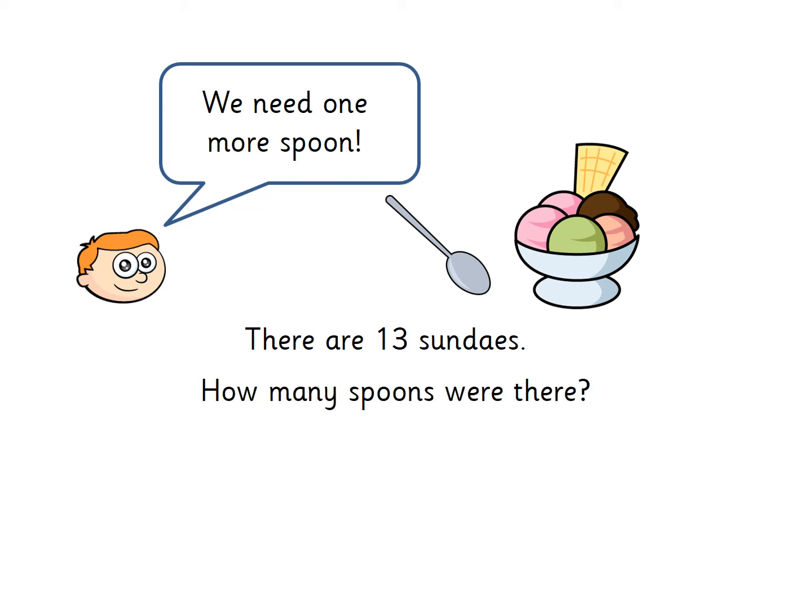So how many spoons have we got? We've got 13 sundaes and we need 13 spoons, but we've got one less. So what is one less than 13? Super. One less than 13 is 12. So we only had 12 spoons. So we need one more spoon and then we will have 13, okay?